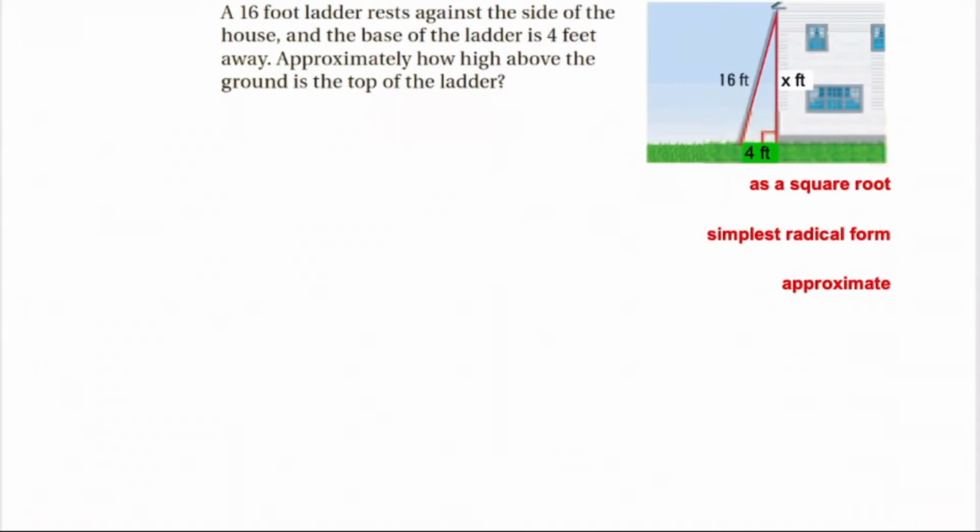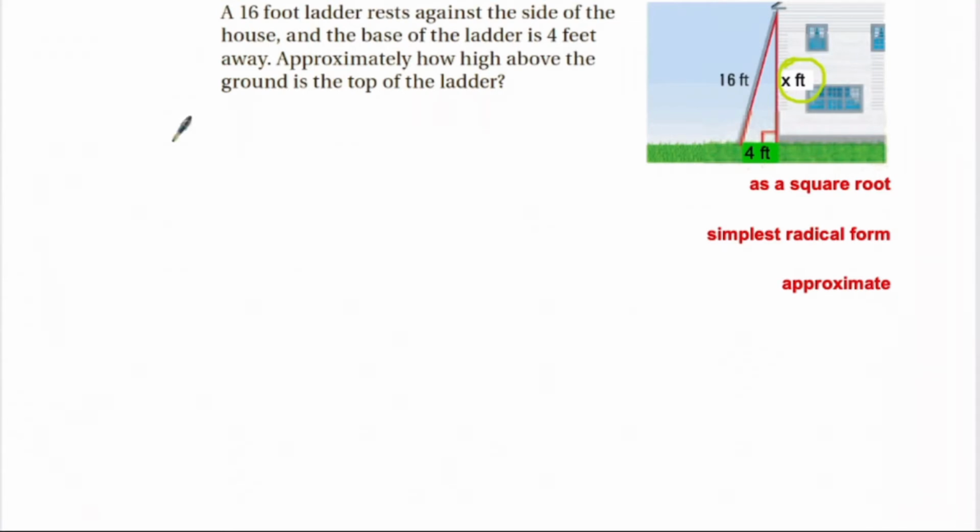Here's another example. We've got a 16-foot ladder resting against the side of the house. Turns out you can't actually reach 16 feet up with a 16-foot ladder because you have to kind of position it away from the house. This ladder is positioned 4 feet away from the house. Let's see how high up the house it reaches.